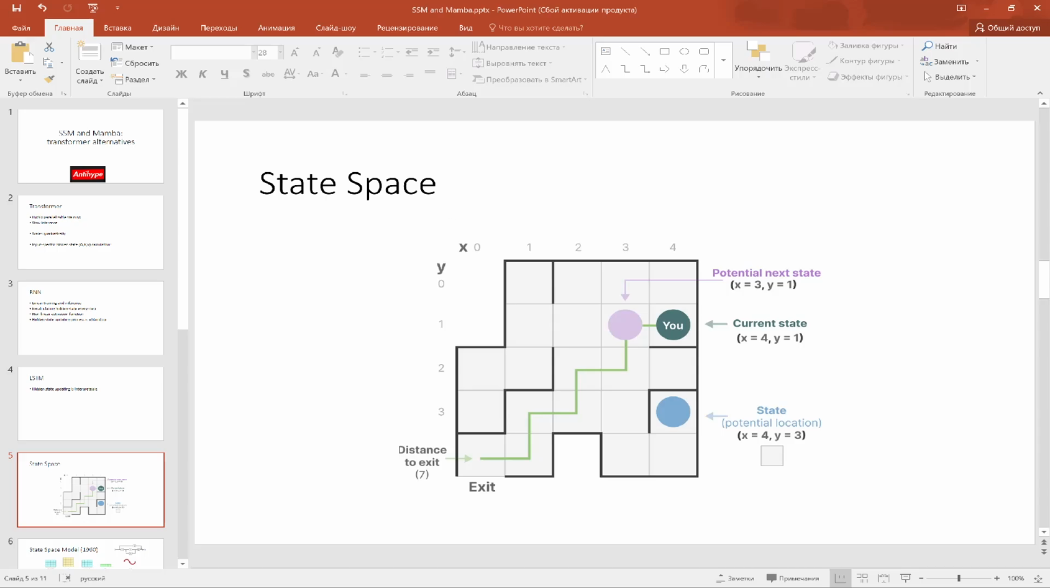What is SSM? It is a state space model. So what is a state space? In this example, you can see a maze, and we can see the current state and the potential next state. So a state is just some vector with numbers which represent some information. We can represent information in a different manner. For example, we can put coordinates, or we can put the sum of coordinates and the difference of coordinates, and we obtain two numbers with the same information. So we can represent a state in different manners.